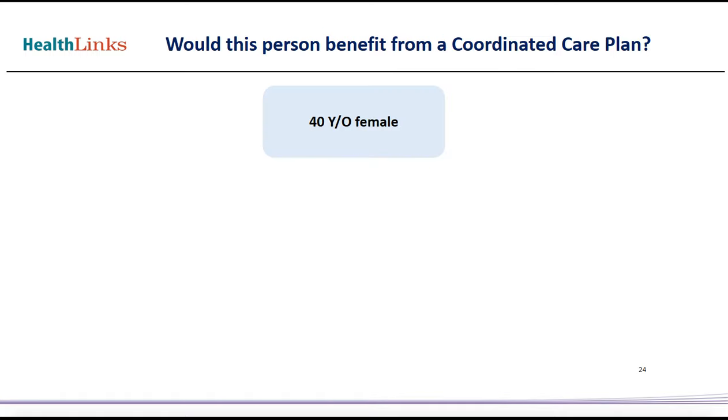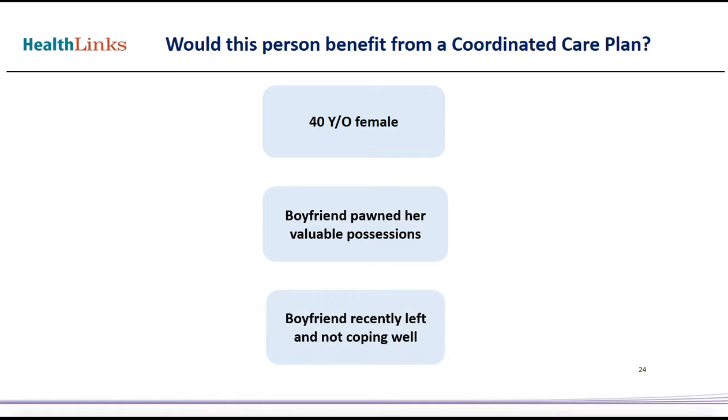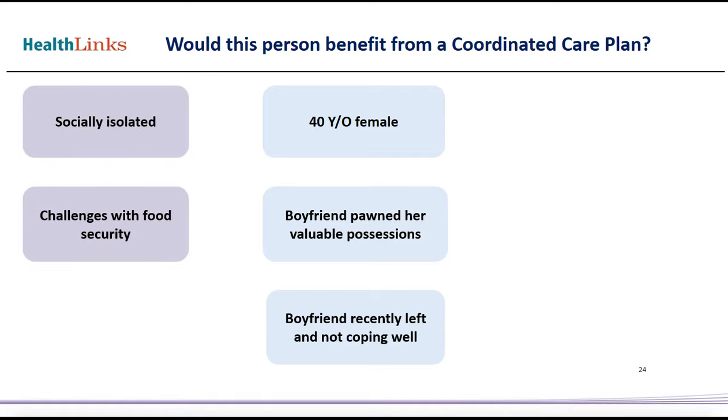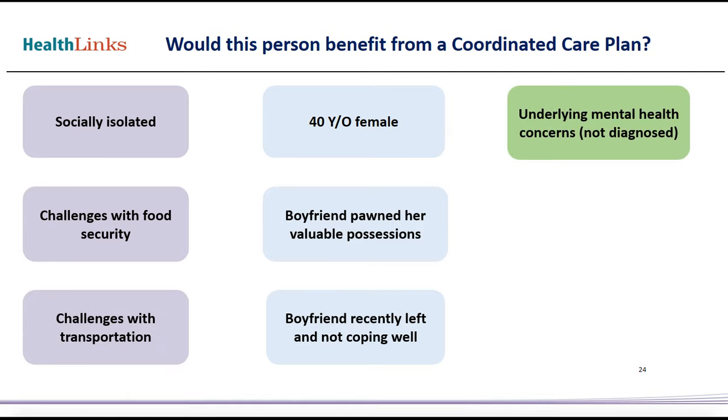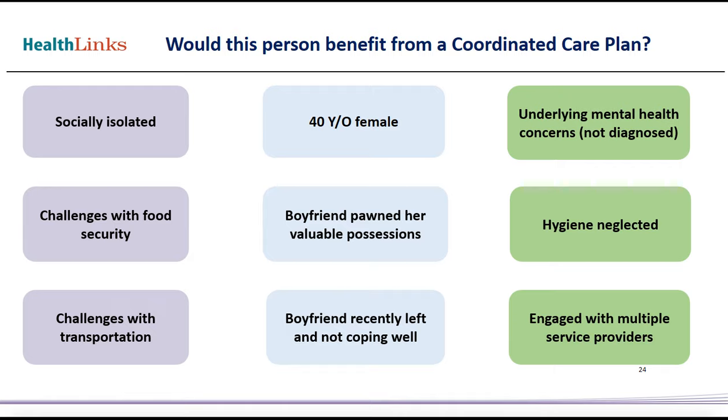So next individual, we have a 40-year-old female. Boyfriend pawned her valuable possessions. Boyfriend recently left, and they're not coping well. Socially isolated. She has challenges with food security, challenges with transportation. There's underlying mental health concerns that are not officially diagnosed. The hygiene is neglected, and engaged with multiple service providers. So this one's a little bit different in that she is engaged with multiple service providers. So, really ask yourself, would this individual benefit from a coordinated care plan?